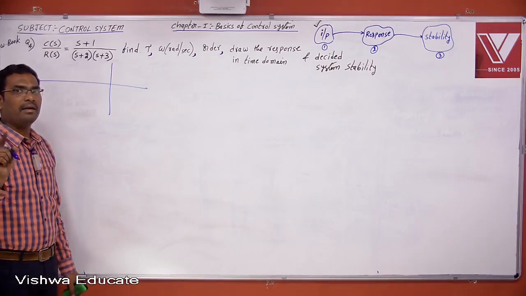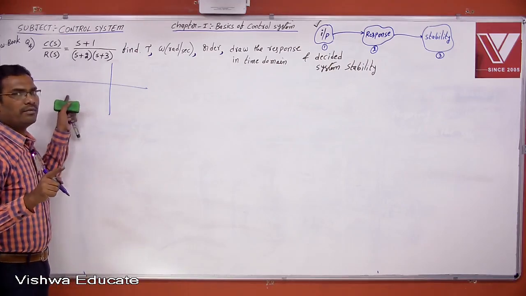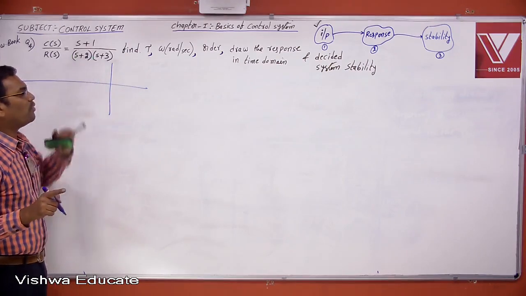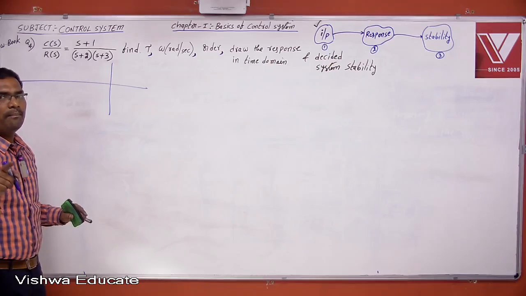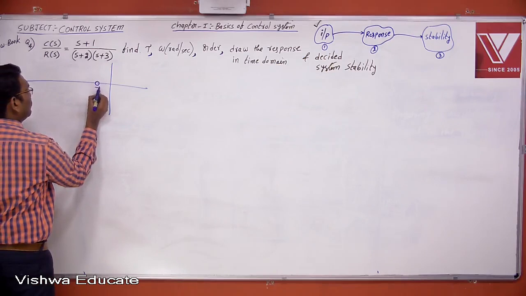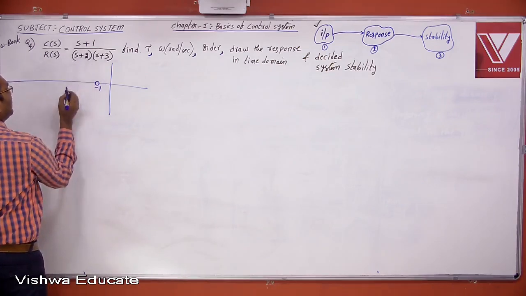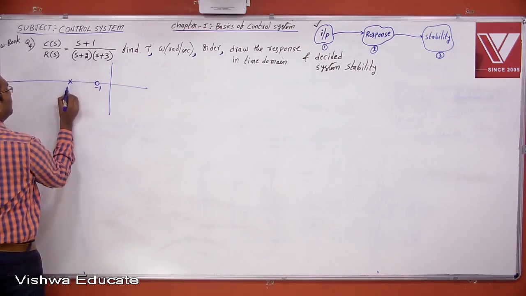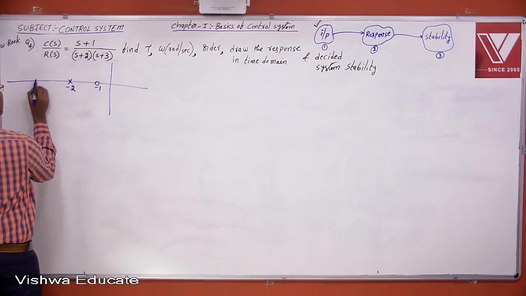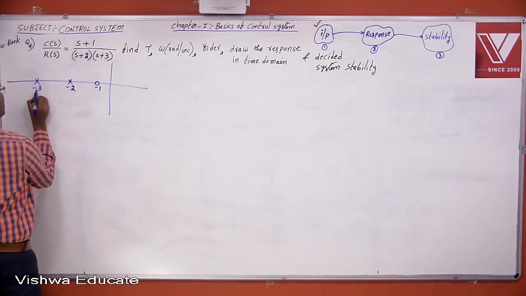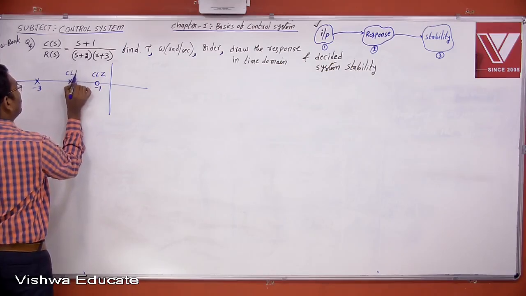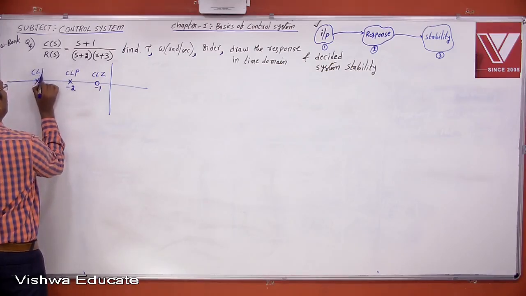Now s plus 1 equal to 0, s equal to minus 1, that's what I said previously. See the real part. If the real part is negative, come to the left hand side. If the real part is positive, come to the right hand side. s equal to minus 1 is a zero. s plus 2 equal to 0, s equal to minus 2 is a pole. s plus 3 equal to 0, s equal to minus 3 is a pole. This is the closed loop zero, and these are closed loop poles.